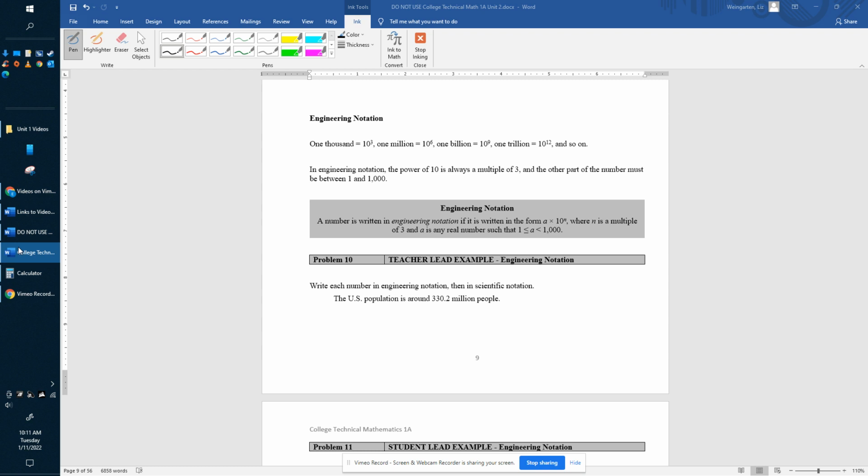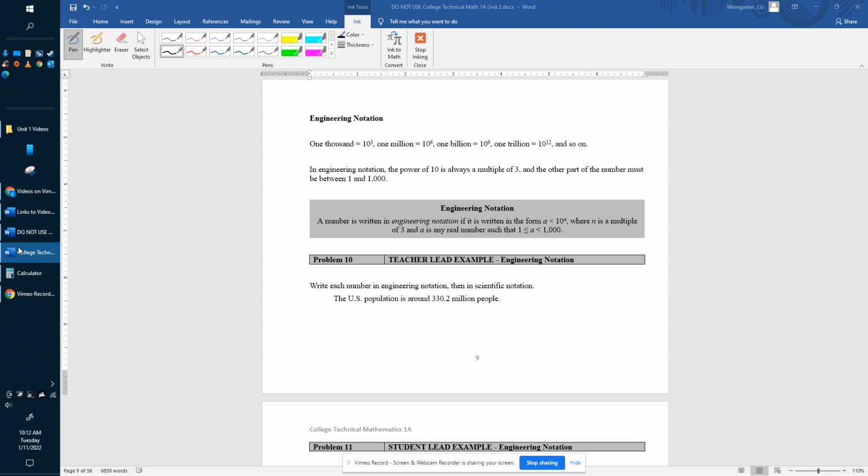We talk about how many millions of people are in New York City, how many billions of people are in the world. These are all powers of 10 to the third power. It also helps us to convert between different metric units when we're talking about powers of 3 in our exponents. So that's why engineering notation is important.